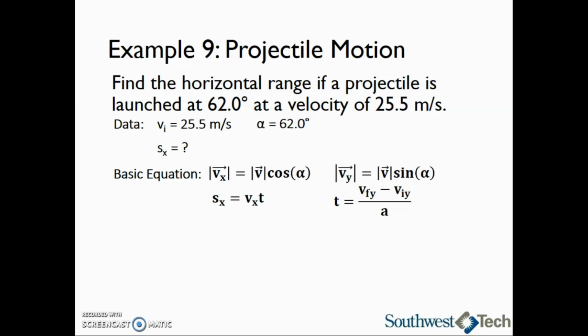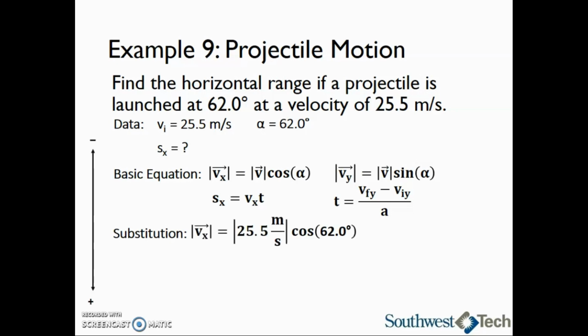Next, we can substitute to find the x and the y components of velocity. The magnitude of the x component of velocity is 25.5 meters per second times the cosine of 62 degrees. This means the x component of velocity is 12.0 meters per second when rounded to 3 significant digits. It is positive because we are assuming positive is to the right.